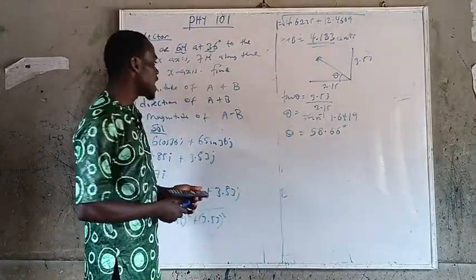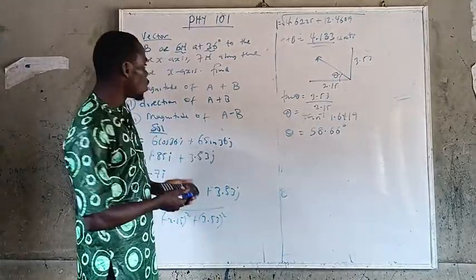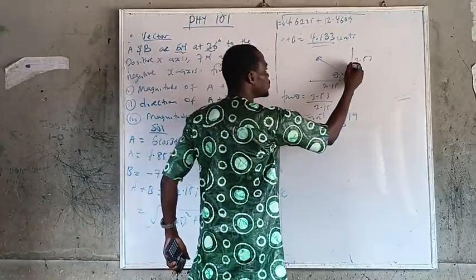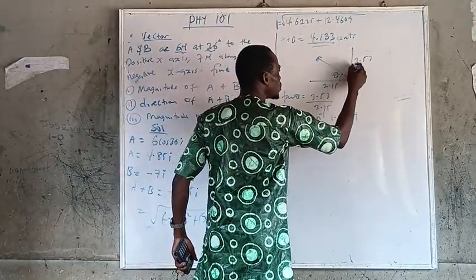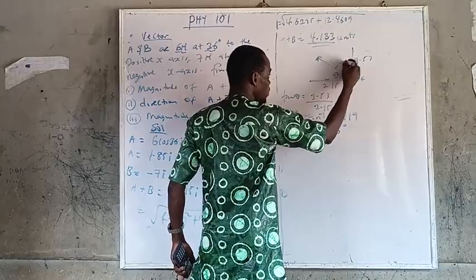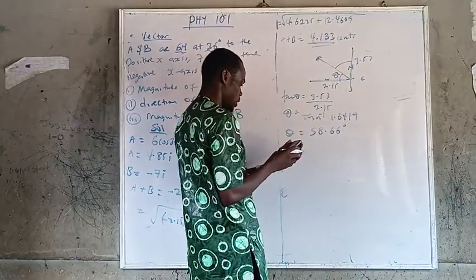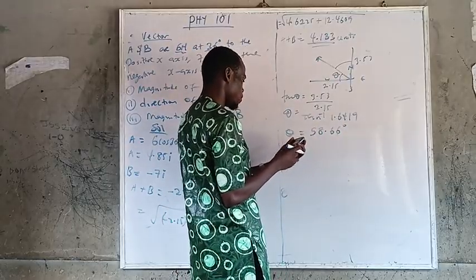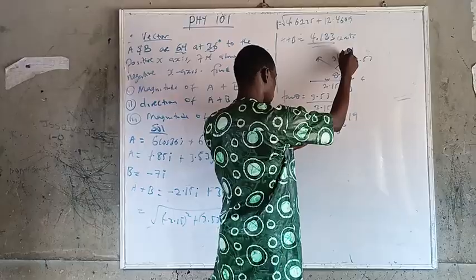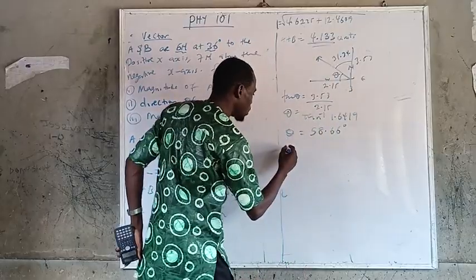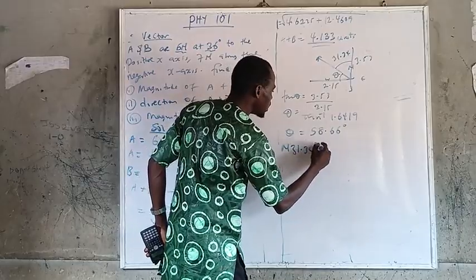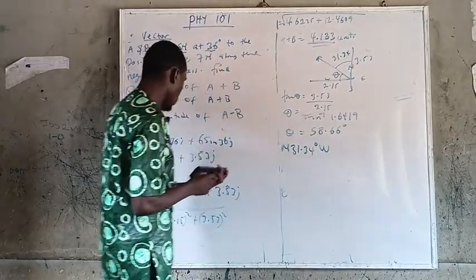So to represent the direction, you cannot stop here. The direction of A plus B can now be represented as, if you check the cardinal points, this is north, south, west, east. Therefore, you can subtract this from 90. If you subtract this from 90, you have 31.34. Now we can say north 31.34 degrees west.